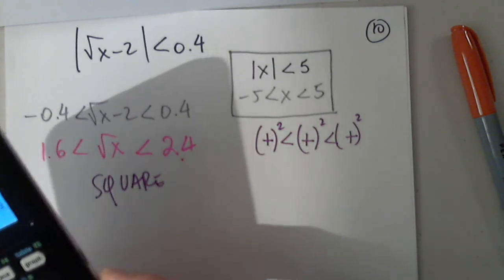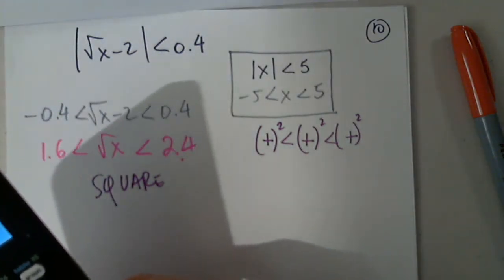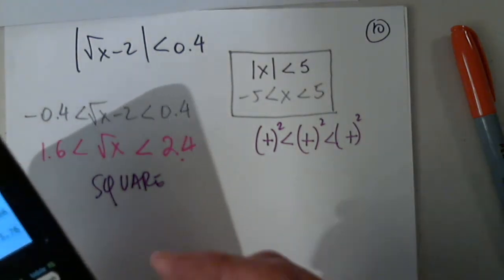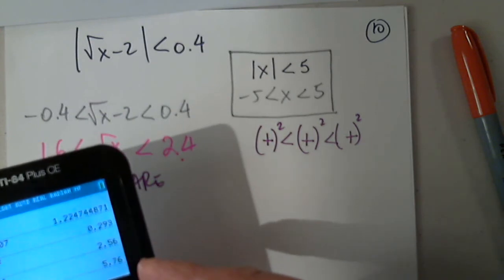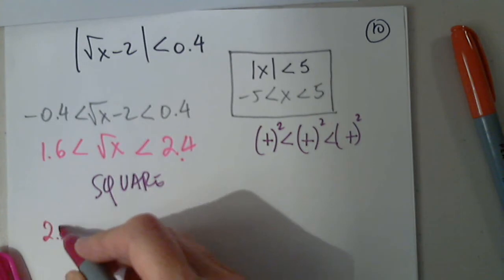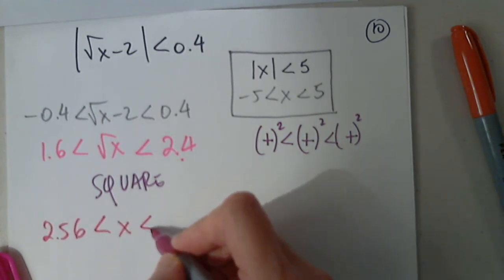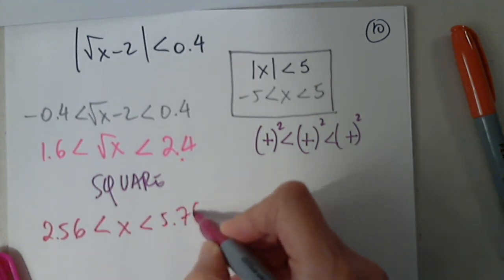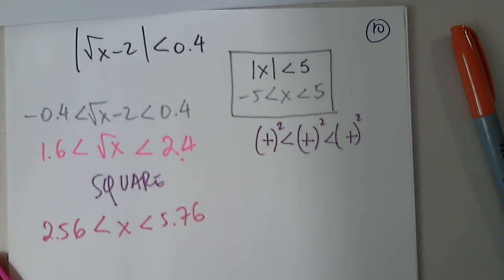So we know what 1.6 squared and 2.4 squared are. I got 2.56 and 5.76. So 2.56 less than x less than 5.76. So at this point, I'm ready to find delta.